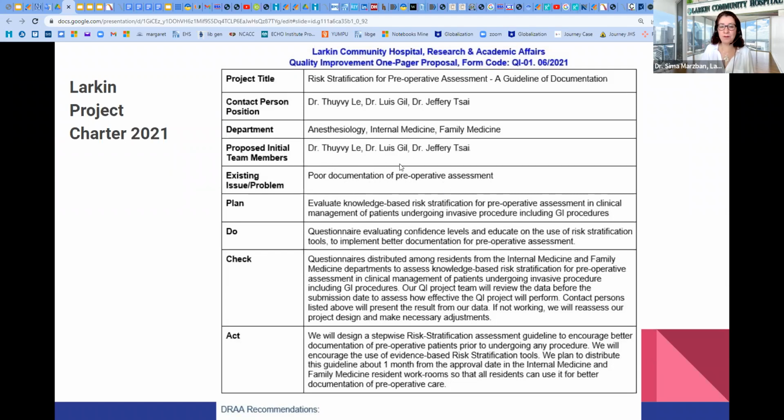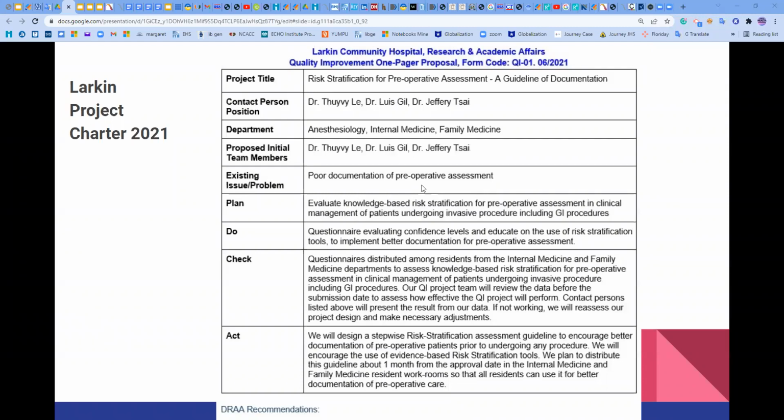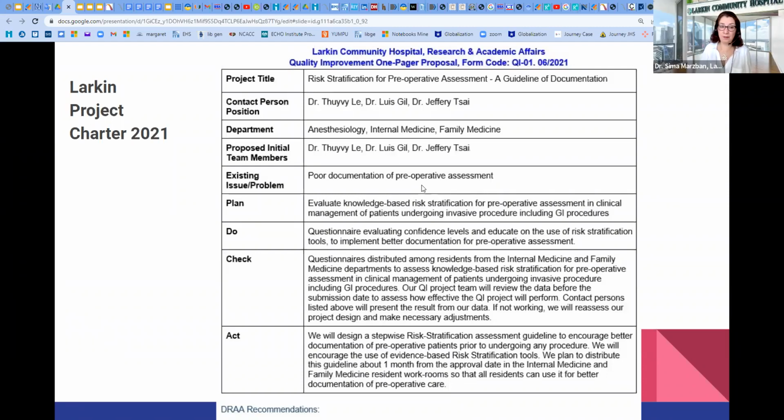You see here that we used minimal words, instead of the other examples that described the importance and existing issue with facts, the ideal numerical facts, benchmarking, current situation, everything was data oriented. But here we were satisfied with minimal words because it's clear that there is poor documentation of assessment. And then the plan is knowledge-based risk stratification for pre-operative assessment. The doing phase or implementation phase is questionnaire evaluating.